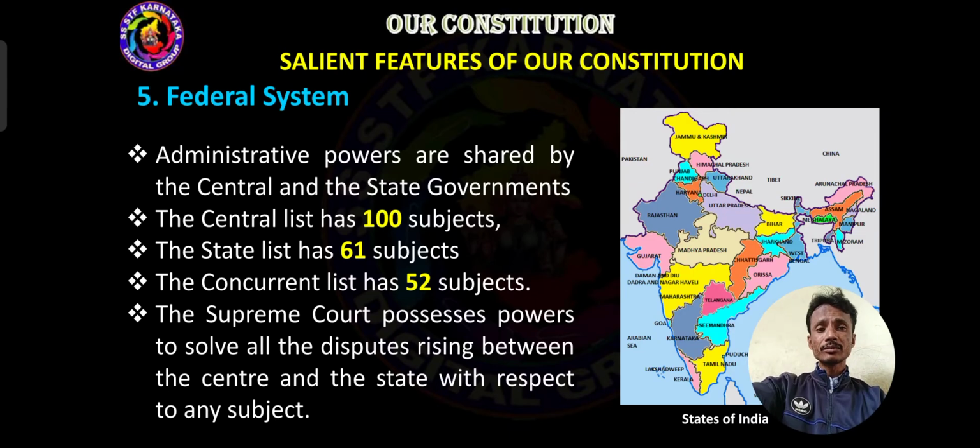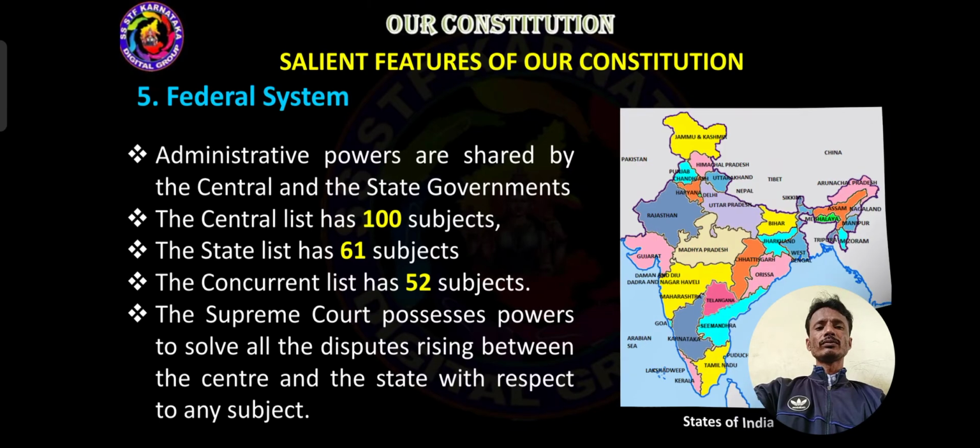In case the state government and central government completely fail to solve such problems between the states, the Supreme Court gets involved to solve any kind of subjects, topics or problems. Because of this reason, our Indian Constitution consists of a federal system. This is very, very important: the federal system.